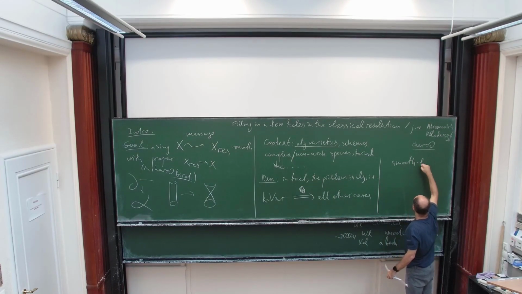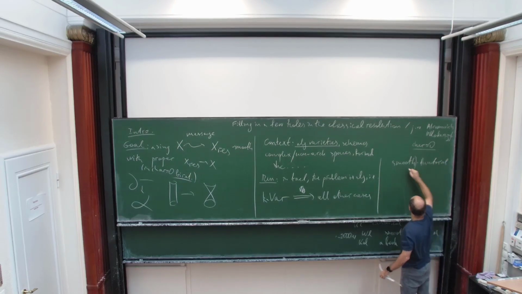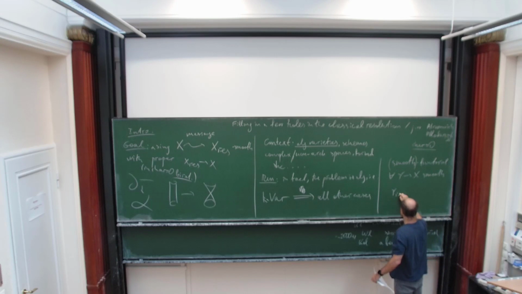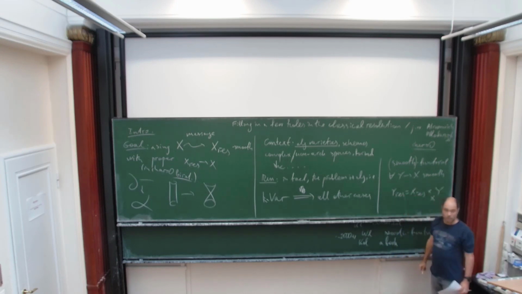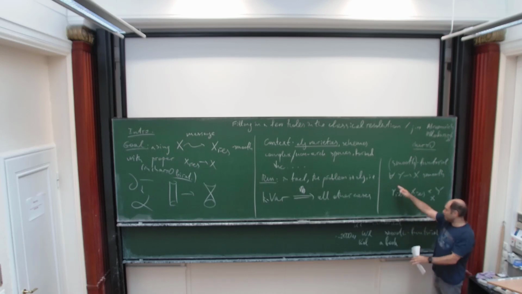Smooth functorial means that for any smooth morphism Y to X, we have Y res equal to X res times Y over X. So resolution pulls back for any smooth morphism. You cannot hope for functoriality with respect to everything, obviously, but for smooth you don't want to do anything, but for non-smooth you want, so definitely you must restrict.